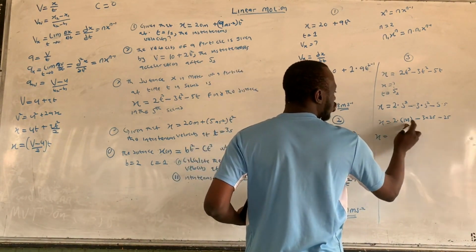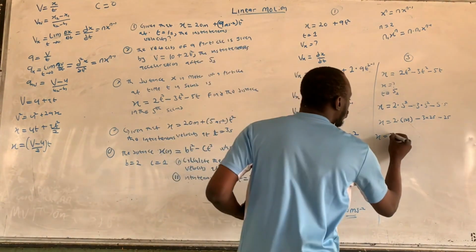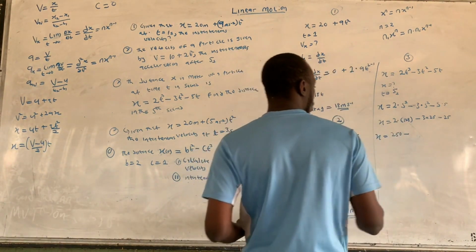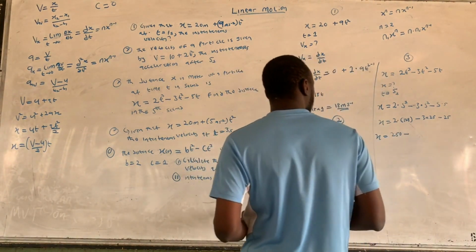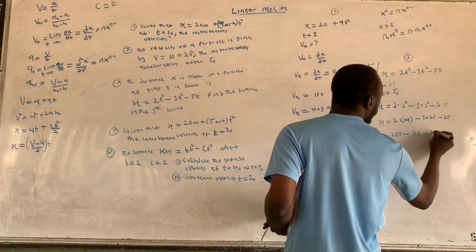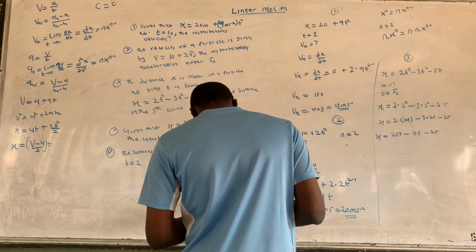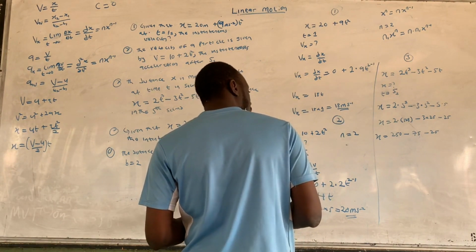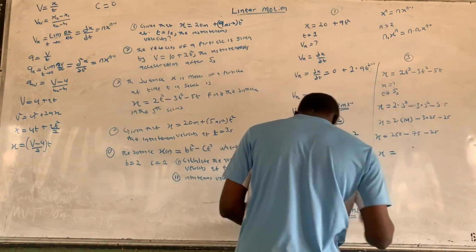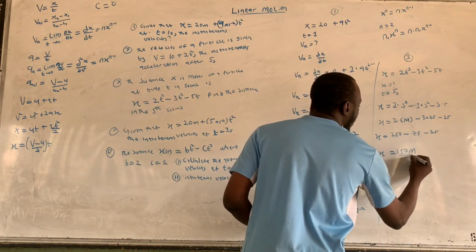X equals what here? 2 times 125 is 250. 250 minus 3 times 25, which is 75, minus 25. Here we can see that 250 minus 75 minus 25, our x equals 150 meters. Here is our distance.